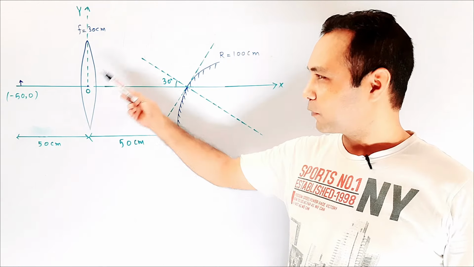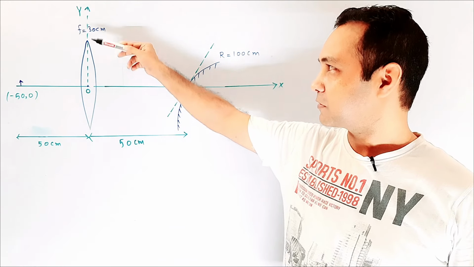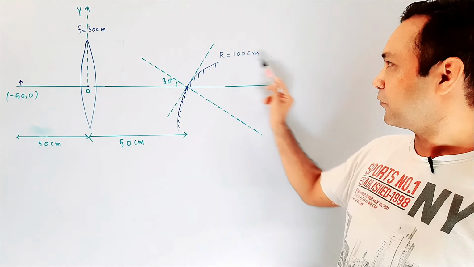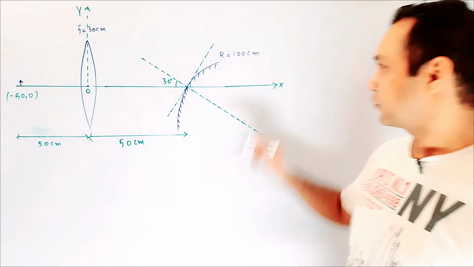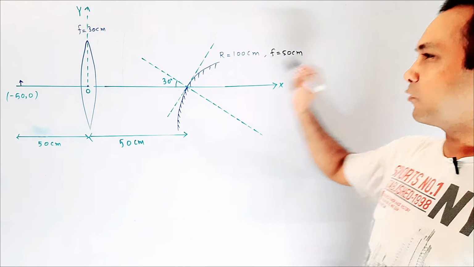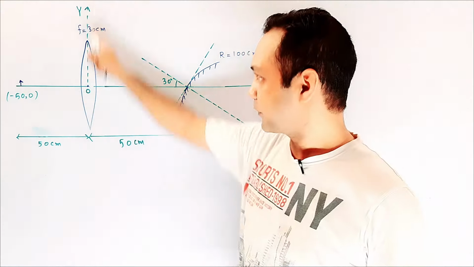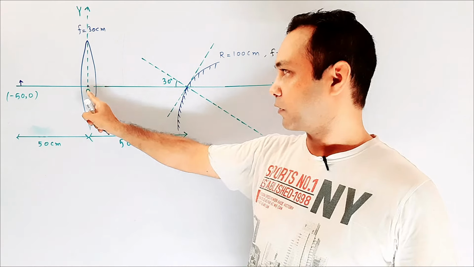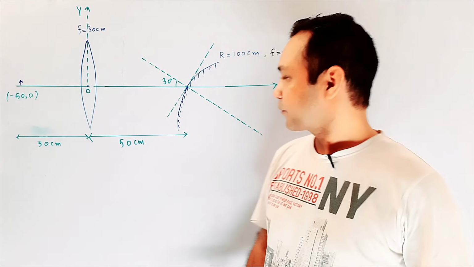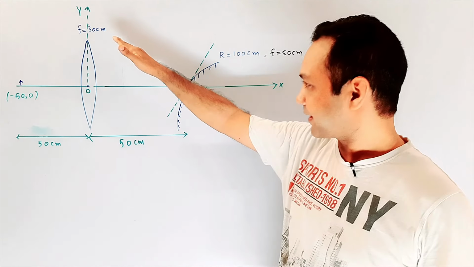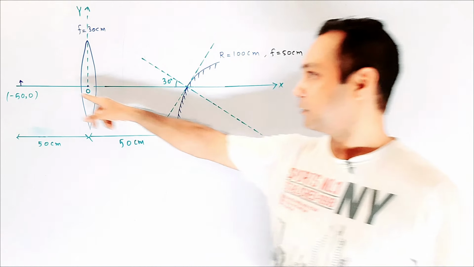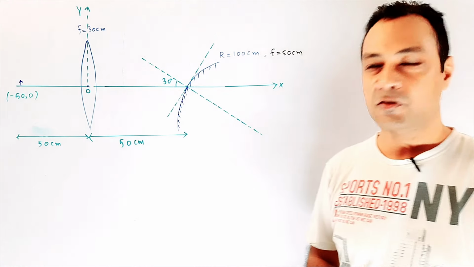So here is the diagram of the question. This is a convex lens of focal length 30 cm. This is a convex mirror of ROC 100 cm, so its focal length is 50 cm. A point object is placed here. With respect to this coordinate system, the origin of the coordinate system is at the optical center of the lens, and this is the y-axis. And you can see that the principal axis of the mirror is tilted at an angle 30 degree to the principal axis of the lens.